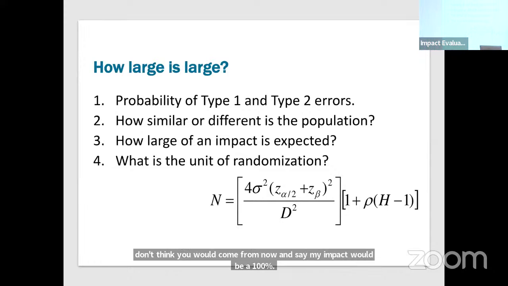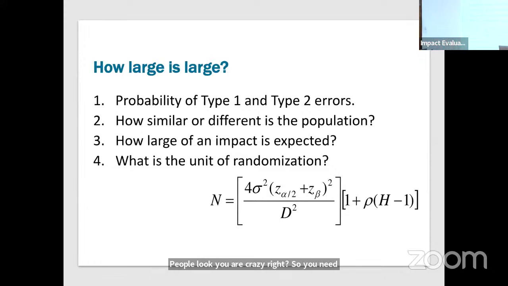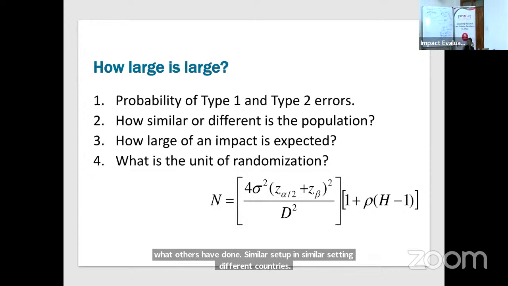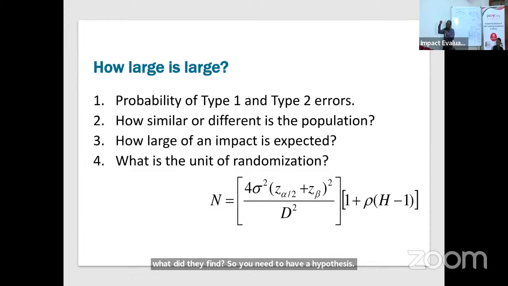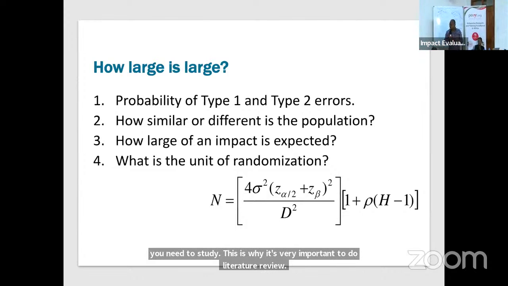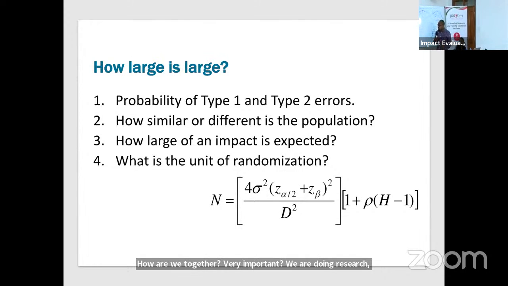So you need to be somewhere in the neighborhood of what others have done in a similar setup, in similar settings in different countries, and what did they find? So you need to have a hypothesis. If this study is done well, based on all this, if they're designed in the same manner, what should I expect to be the minimum detectable effect? So you need to study. This is why it's very important to do literature review. Are we together? Very important. When you're doing literature review, you don't just do it for the sake of reading.